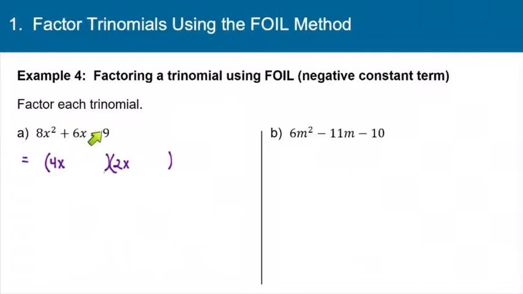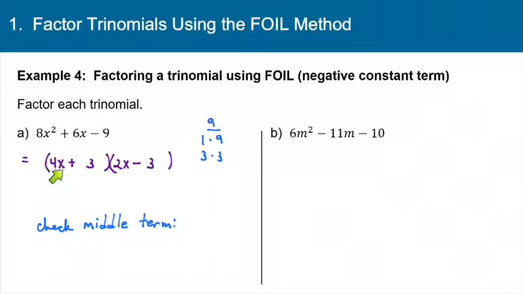Now the last term is negative. So that tells me that the signs in the binomials will need to be different. You cannot know in advance whether the plus goes here or here. You just have to put down two different signs, and if they don't work, you'll know. But just start by putting down two different signs. Now last times last made 9, so let's list the factors of 9. It either could be 1 times 9 or 3 times 3. Let's start out by putting 3 and 3 in our parentheses, and let's check our middle term.